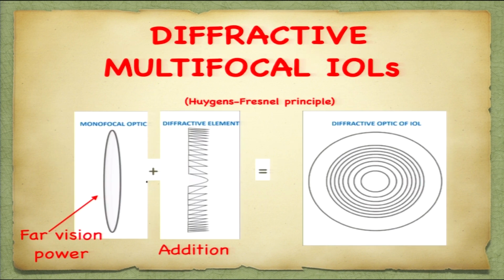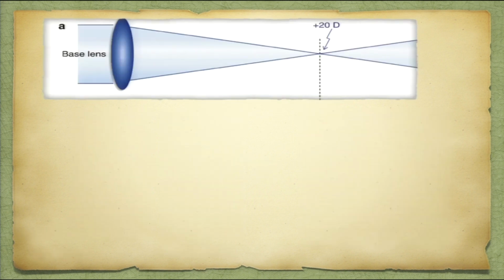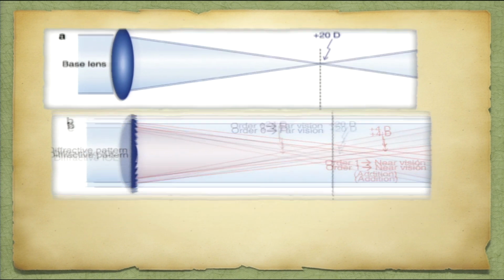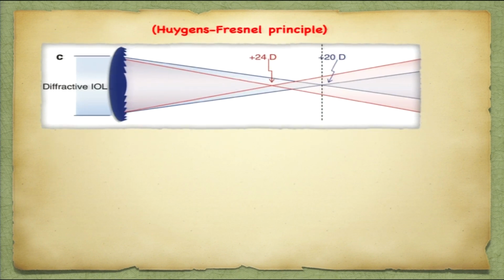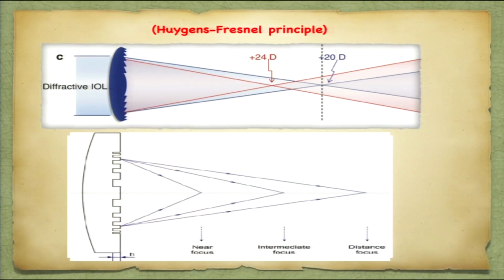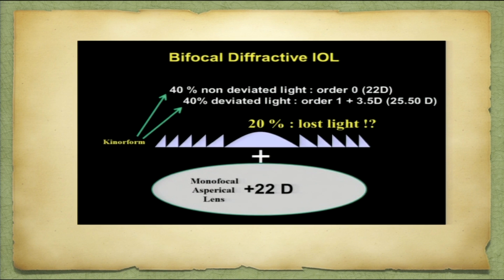Diffractive multifocal IOLs are a combination of a monofocal optic and a diffractive element. We have a monofocal optic that gives the basic power for distance, and a diffractive element that divides the light into distance and near. When you combine this, you get multifocal IOLs. Diffractive multifocal IOLs give either a bifocal for near and distance, or if you add an intermediate, it becomes a trifocal. Most of the light is directed to distance and near, and approximately more than 20% of the light is lost. That is why we have loss of contrast sensitivity in most multifocal IOLs.